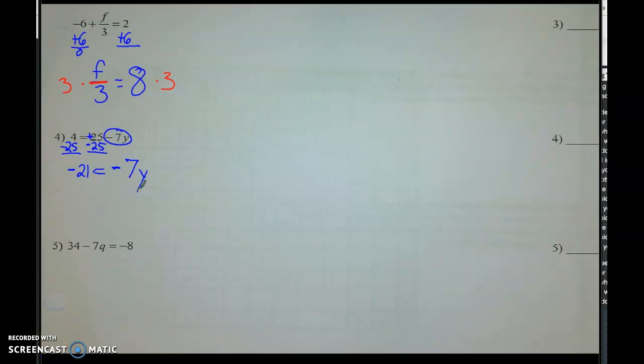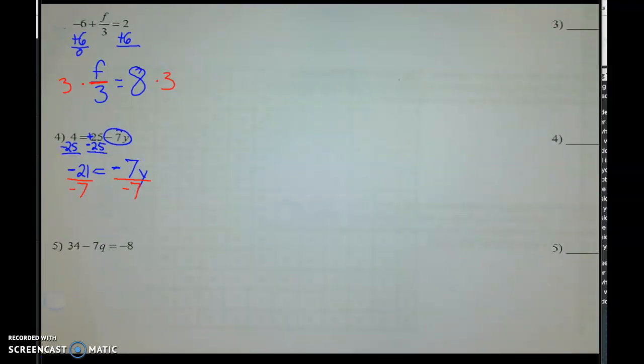Now, y is still not by itself, so we have to keep on working. Remember that when you have a number right beside the variable, that means that they are multiplying. So the opposite of multiplying is division. So you're going to have to divide by this negative 7. Okay? So remember to do that on both sides. Finish that up, and then you'll figure out what y equals.